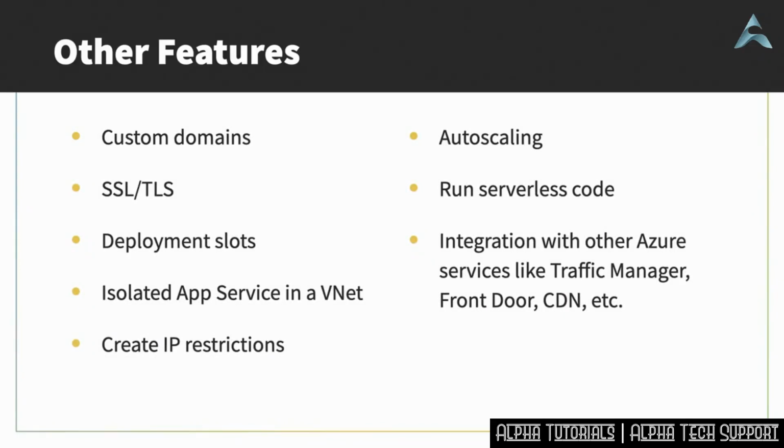We can create IP restrictions. We can configure auto-scaling. We can add custom domains using SSL/TLS, using deployment slots. And of course, we can also isolate our app service in a private virtual network. So all of those, or most of this here, we're going to see in our course, and we're going to do some demos on how to customize and what the features can give us.